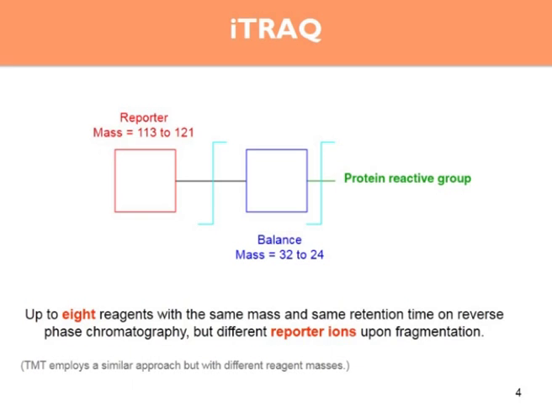So in the case of iTRAQ here, it's a chemical reagent that you buy as a kit, and the original one was actually 4 different reagents. Now SCIEX sells up to 8. But it's still otherwise a very similar technique. These reagents all have the exact same mass. All 4 reagents have the same total mass, and you attach them to your peptides.